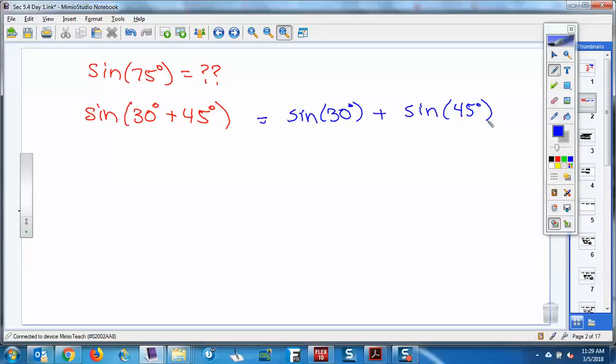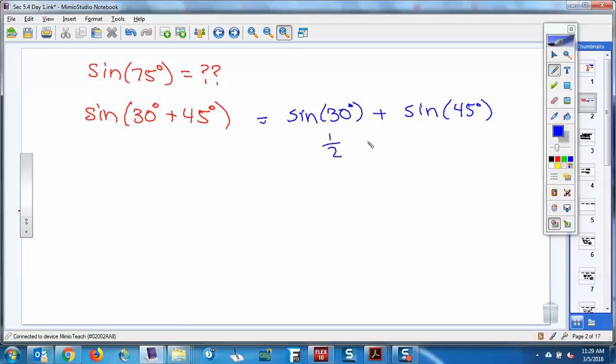Distributive is multiplication distributed over addition or subtraction. That's what the distributive property means. Well, this is not multiplication. This is not sine times 75 degrees. That's not what this is. It's a function. But that's the question, right? That this could be it. All right, so let's try it.